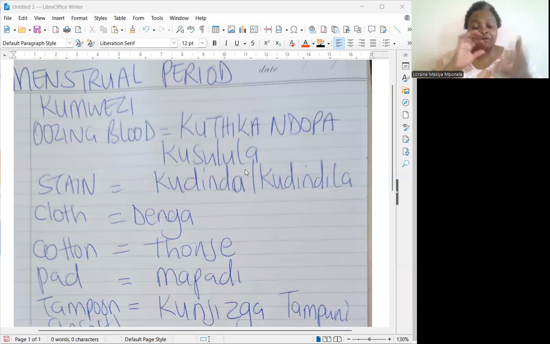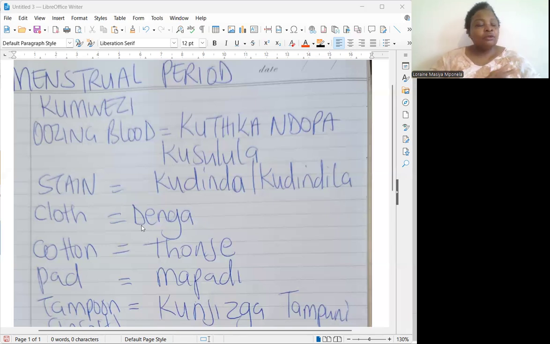Kusurula is, for example, if you put water in a bucket and the bucket has a hole at the bottom, the water is coming out. That process is kusurula. So it's like something is dripping out of that bucket. Something is dripping out of this woman. So kusurura. The liquid is dripping out.